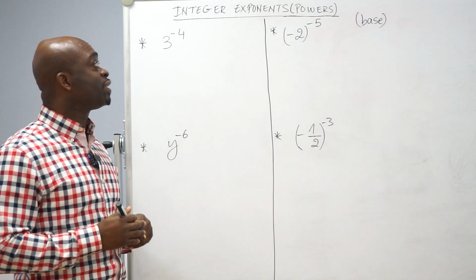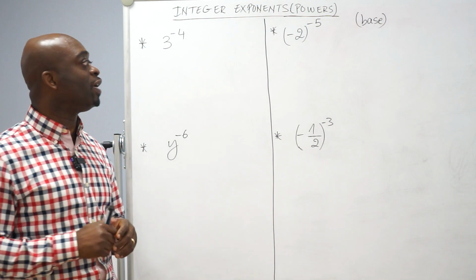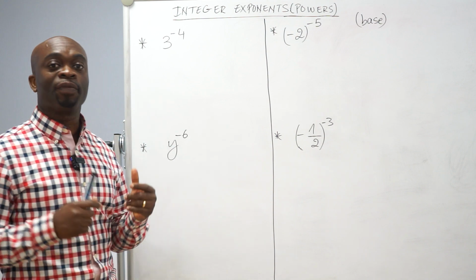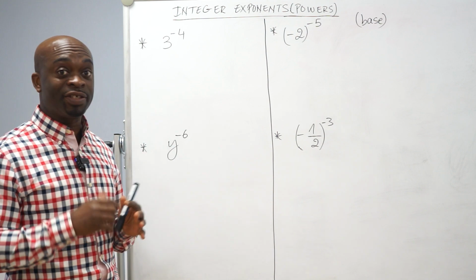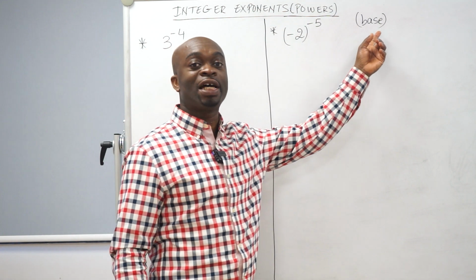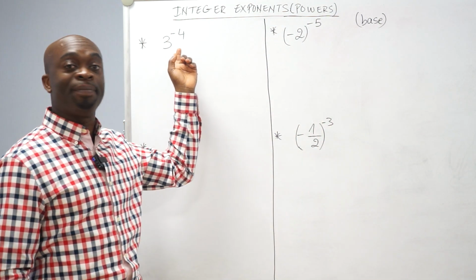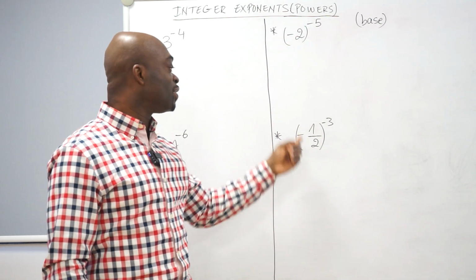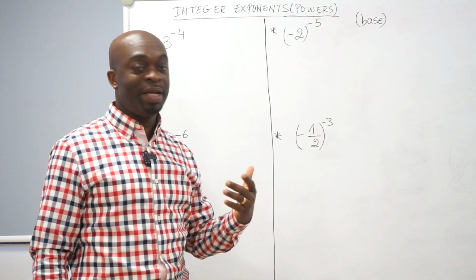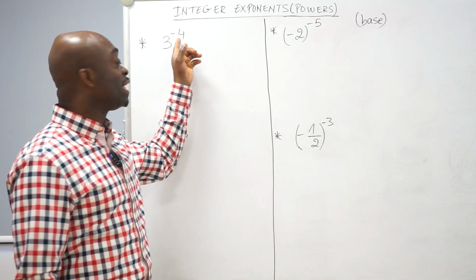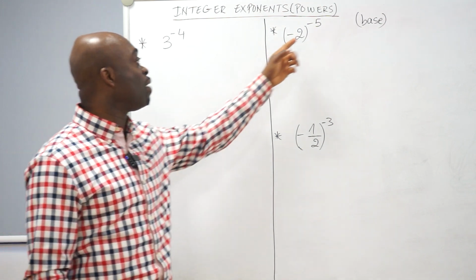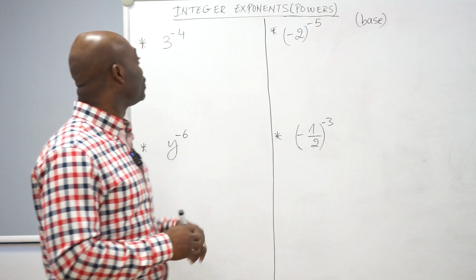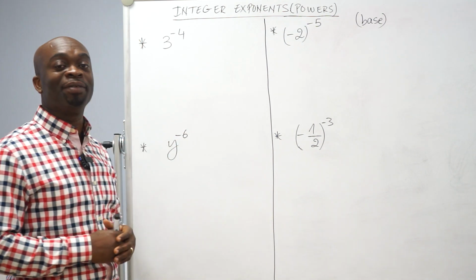Guys, we have integer exponent powers still over here. All right, so as we continue, in these cases we're going to deal with bases. So that's the base. So 3 is a base, y is a base, -2 is a base, -1/2 is a base. And then we have the powers: -4 is a power, -6 is a power, -5 is a power, -3 is also a power. So now we have all negative powers here.